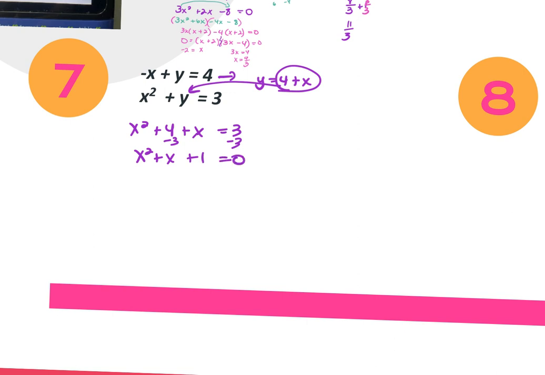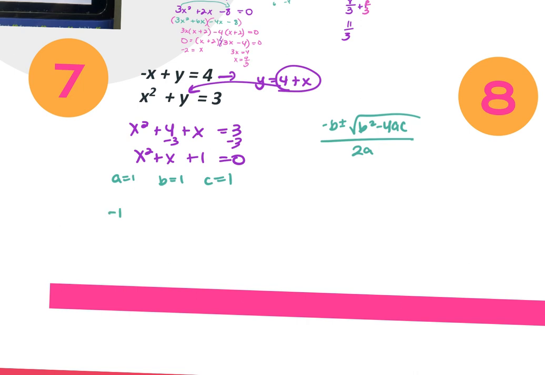And I end up with x squared plus x, subtract the 3, plus 1 equals 0. Are there factors of 1 that sum to 1? No, so this cannot be factored. It's still quadratic, which means my backup option is what? Quadratic formula. So negative b plus and minus the square root of b squared minus 4ac over 2a, where my a is 1, my b is 1, and c is 1.